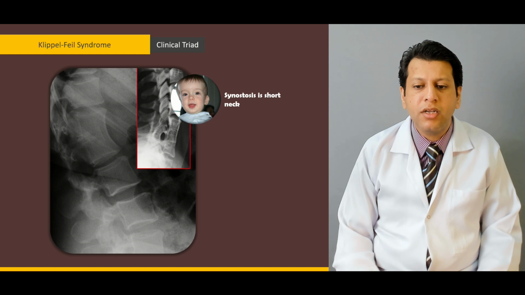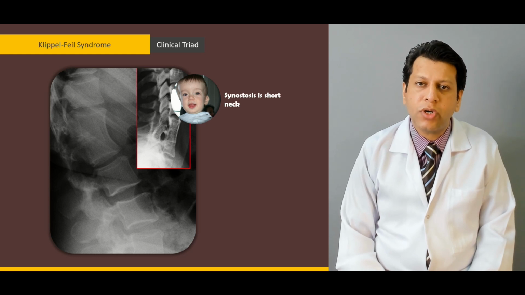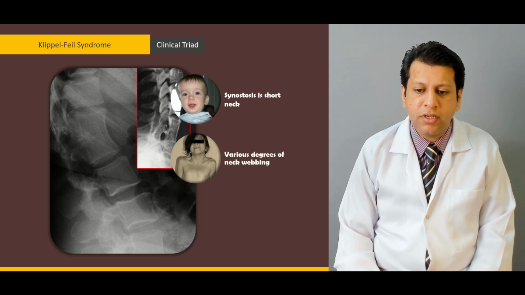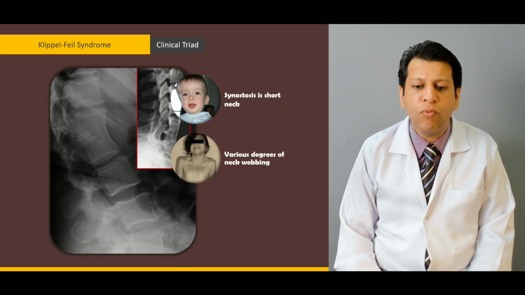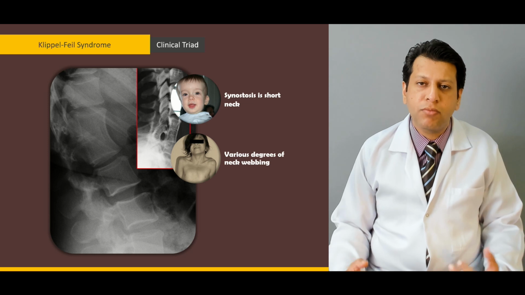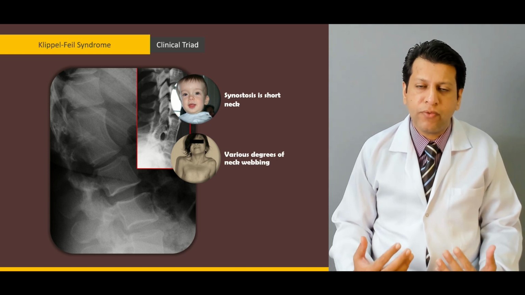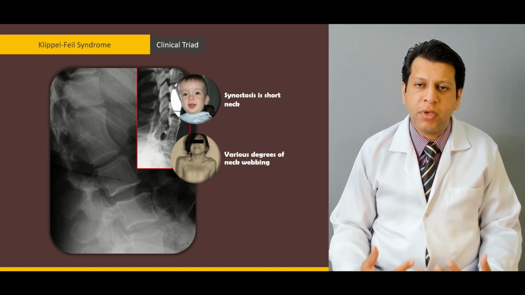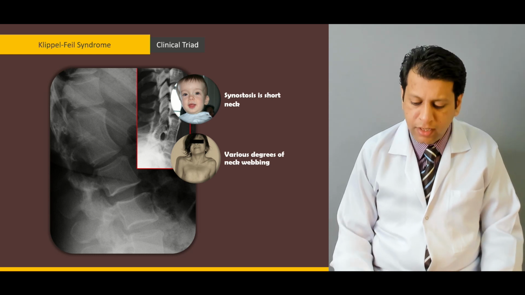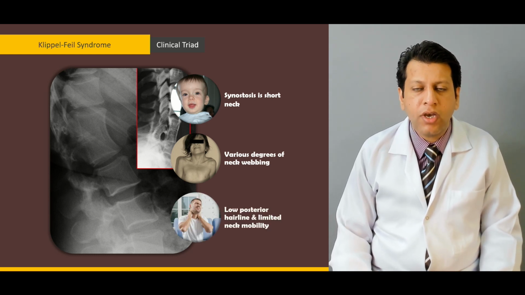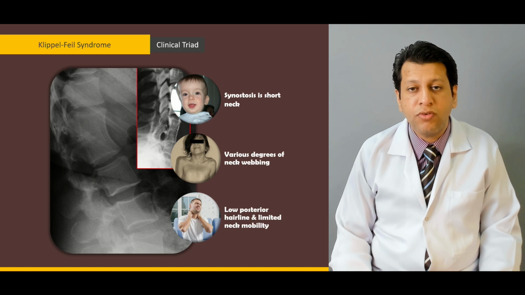The classical triad is synostosis or short neck. There is a low hairline and a short neck present. Then there are various degrees of neck webbing. When you view it from the front, there is neck webbing, low hairline, short neck, and above all, you have limited neck range of motion.